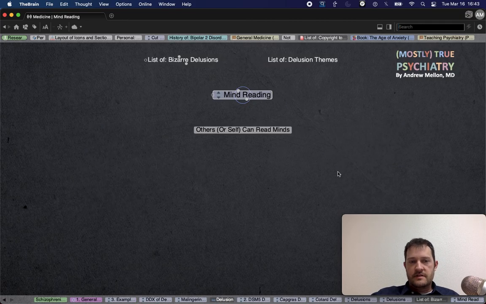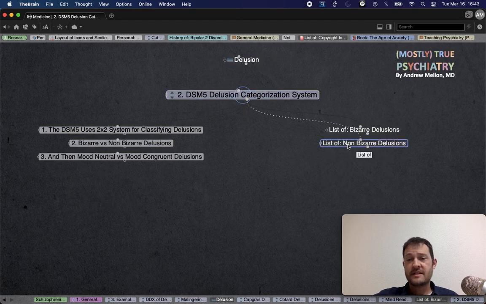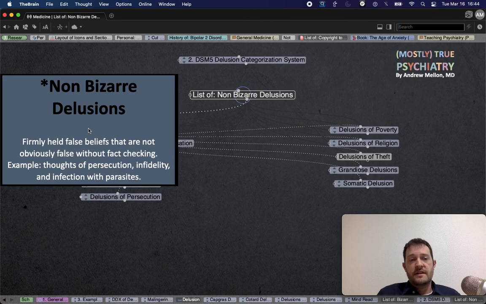Mind reading, right? It's literally what it says. You can read minds, or others can read your mind. You can have a diffusion of thought. That's another term they give it, but diffusion of thought is one of the ideas with that. It doesn't have to be bizarre though, right? They can be non-bizarre.